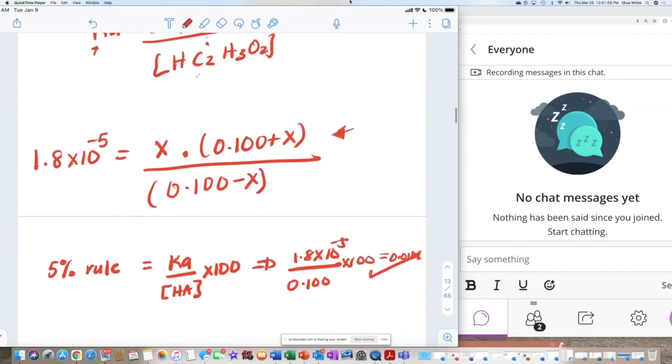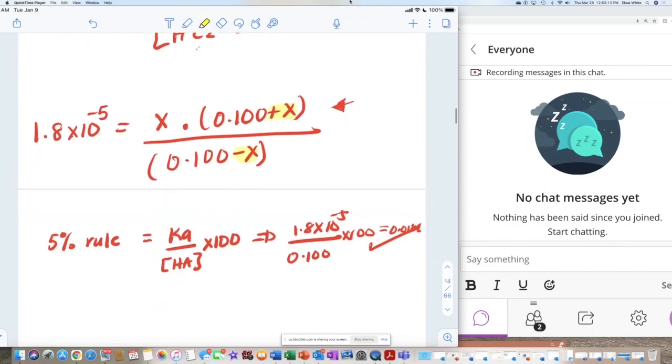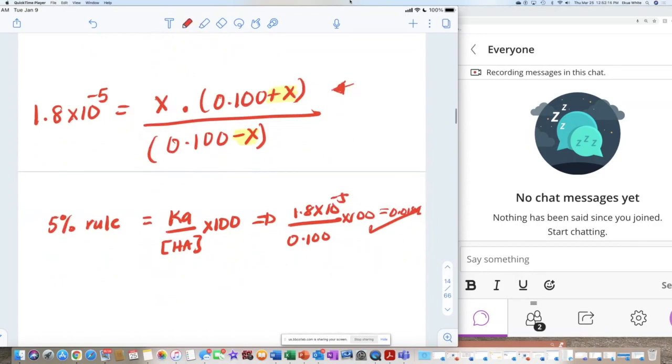Passes. So what does this allow me to do? It only allows me to knock off this plus x and this minus x, only the x's that are being added to non-x numbers. I can't knock off that one. So it allows me to simplify my number to 1.8 times 10 power negative 5. That one doesn't change. X remains as x.